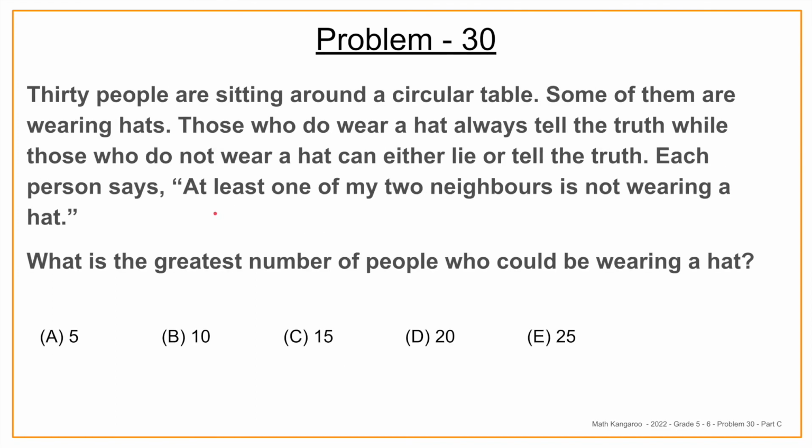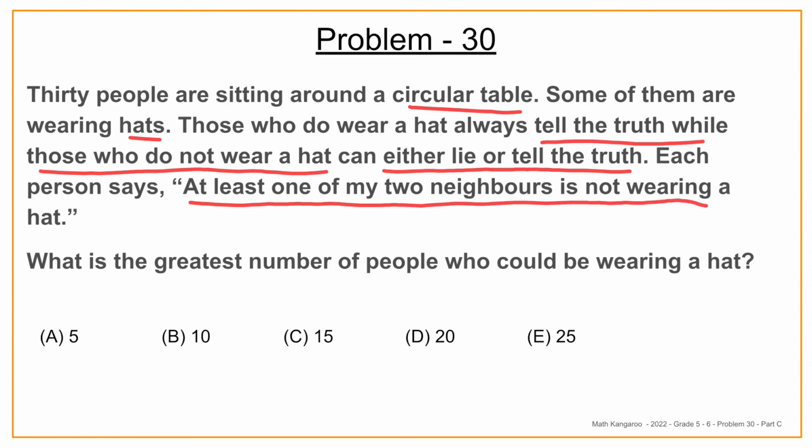Problem 30. 30 people are sitting around a circular table. Some of them are wearing hats. Those who do wear a hat always tell the truth, while those who do not wear a hat can either lie or tell the truth. Each person says, at least one of my two neighbors is not wearing a hat. What is the greatest number of people who could be wearing a hat? These are our options. Now let us consider a circular table and assume that there are 30 people sitting on it.